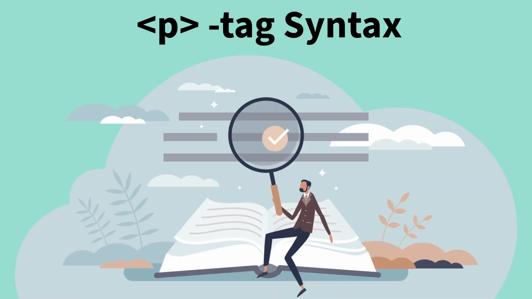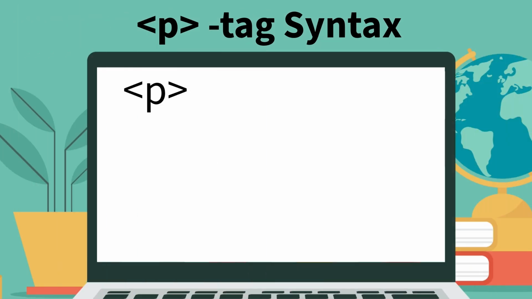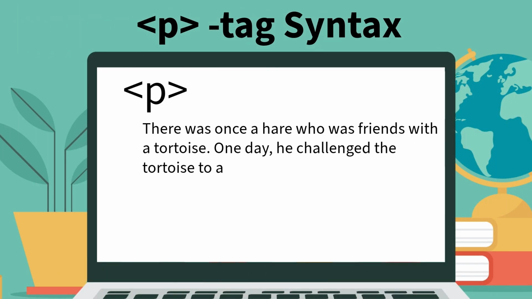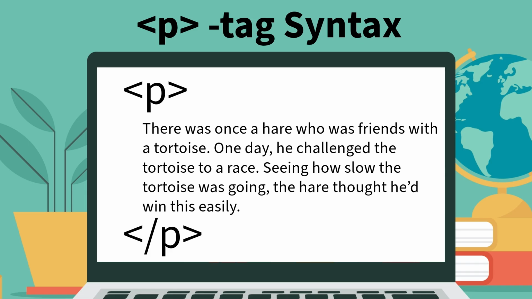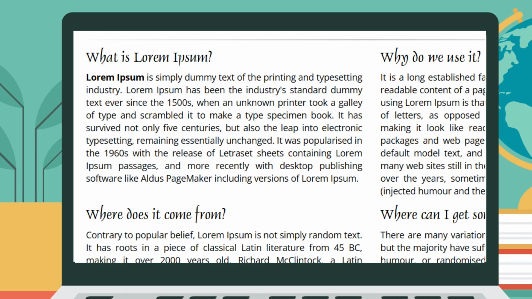Now let's take a look at the syntax of the paragraph tag. Here is how it works. You start with an opening tag, then you place the text, and finally you close it with a closing tag. As discussed, the browser generally adds some space above and below the paragraph, creating a nice visual separation as you can see here.